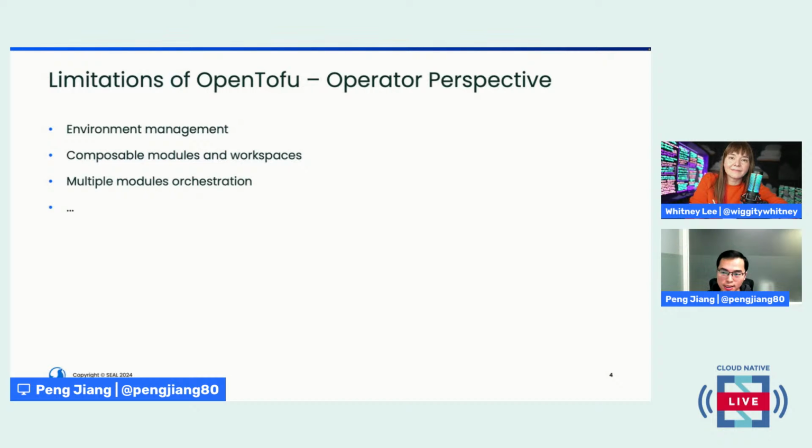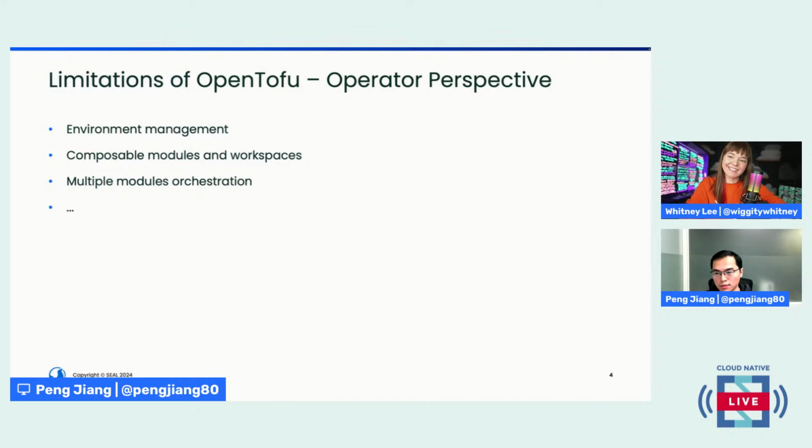But frankly speaking, at this point, because OpenTofu is just an open source fork of Terraform, it also has some limitations, just as Terraform does. The first one is environment management. If you're a Terraform user, you know there is always a debate about whether you should use workspaces to manage different environments. In general, workspaces are not a good idea, so you probably need to use multiple folders or something like this to manage different environments.